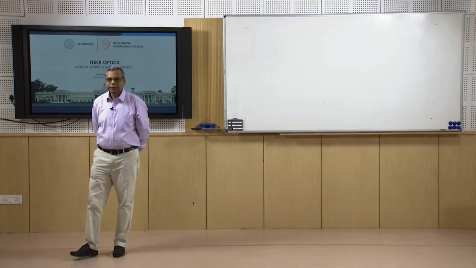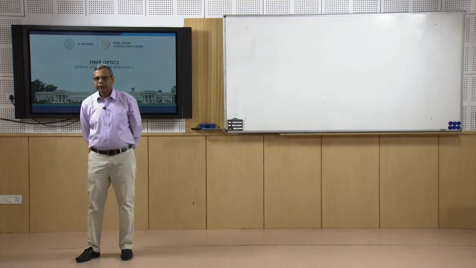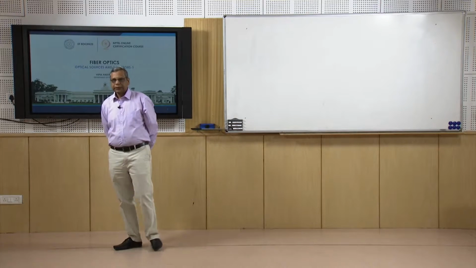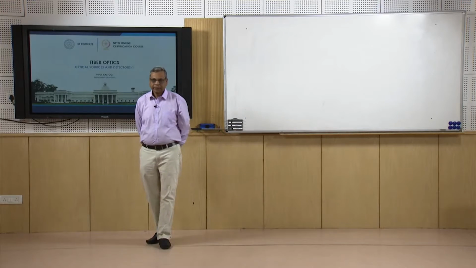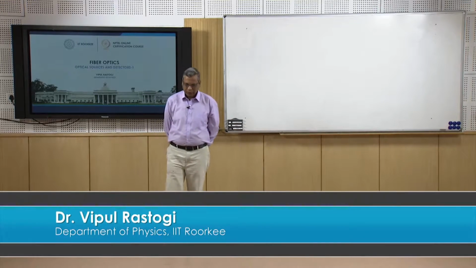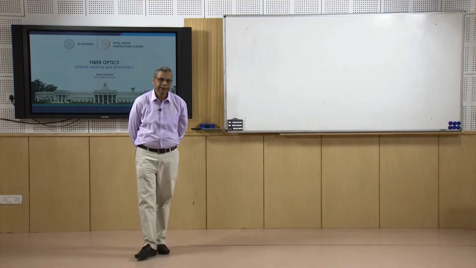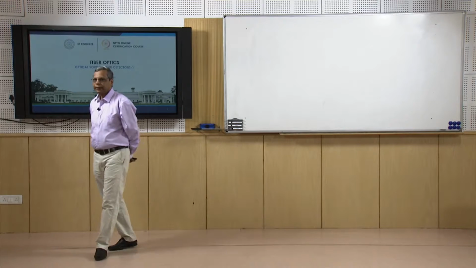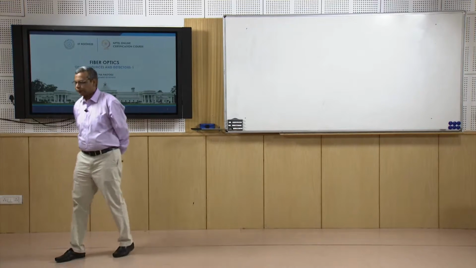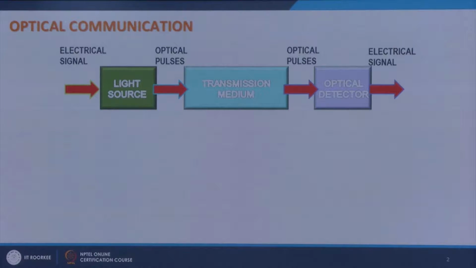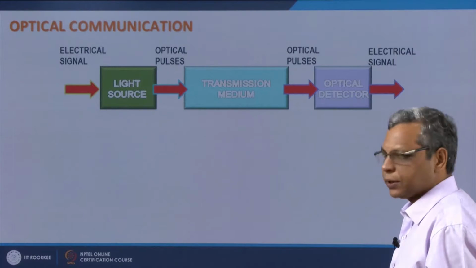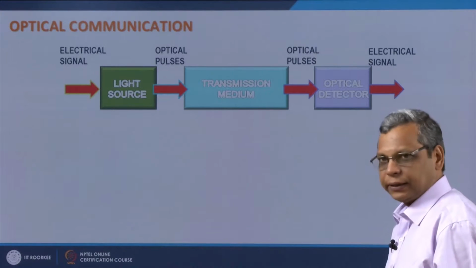In the next few lectures, we will look into the other segments of an optical communication link, that is, optical sources on the transmitter side and optical detectors on the receiver side. So, if you have this optical communication link, then you have an electric signal which modulates the light source. This electric signal contains the data.